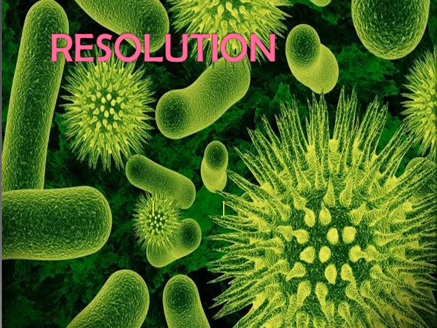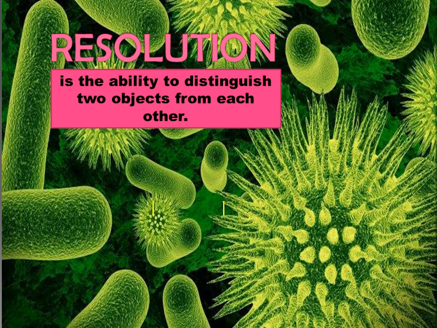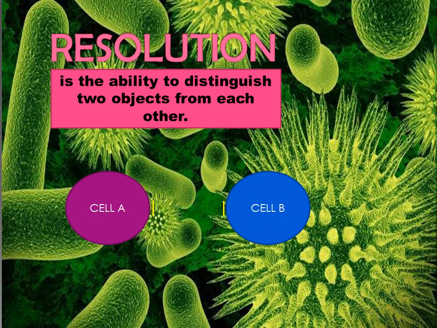Resolution. When we talk about resolution, it is the ability to distinguish two objects from each other. For example, the resolution of a microscope is 0.2 microns. So in that case, for example, you are viewing under a compound microscope a smear of red blood cells. In order to distinguish two different red blood cells from each other, they have to be 0.2 microns apart. And that's all for microscopy.